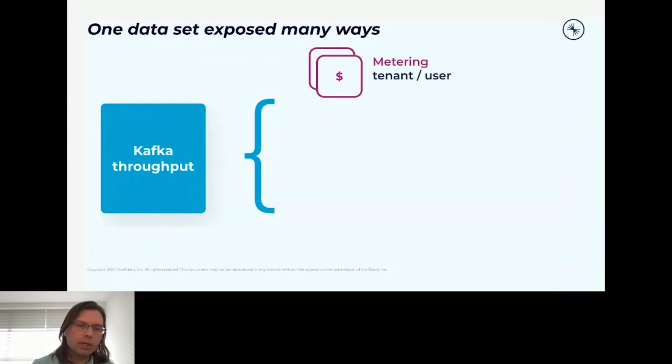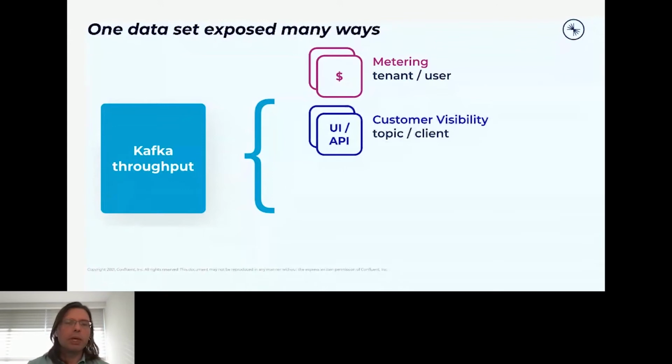The first and obvious way is for metering. So we can break this data down by our tenant, by user, and then we can use that to derive their bill in Confluent Cloud. The next one is when we can break it down by topic and client, like you said before, and rebuild this stream data flow graph, and expose that via the UI and the API to our customers, so they can get the visibility they need into their operations.